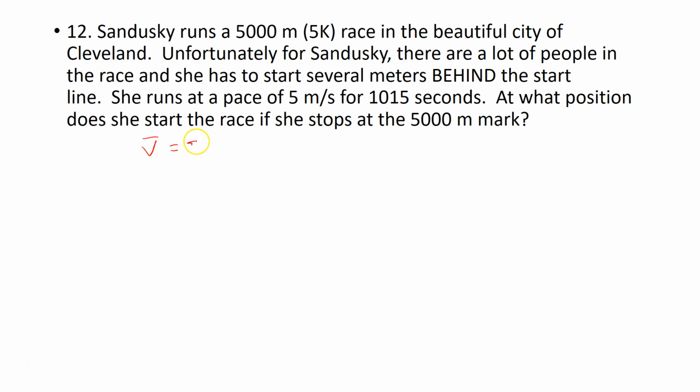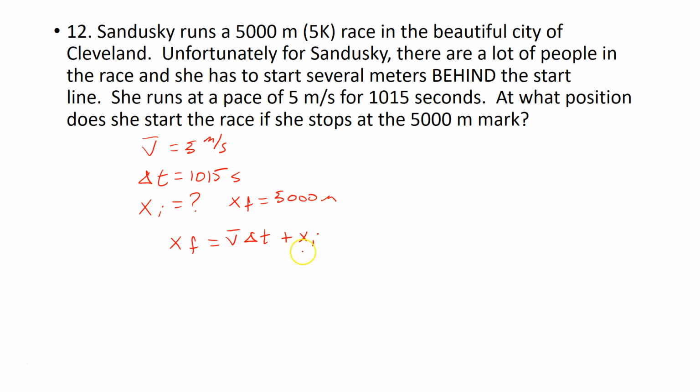So her velocity here is 5 meters per second, and the change in time is 1,015 seconds. So she runs pretty quickly here. They want to know what position does she start? So we're looking for the initial position if she ends the race, XF, at the 5,000 meter mark. So now we can use our equation again. XF is equal to V times the change in time plus XI, and we're looking for XI. So let's plug everything in.